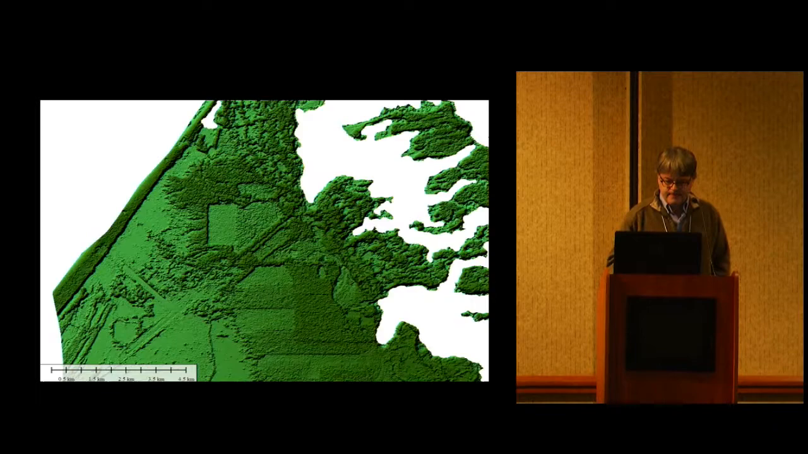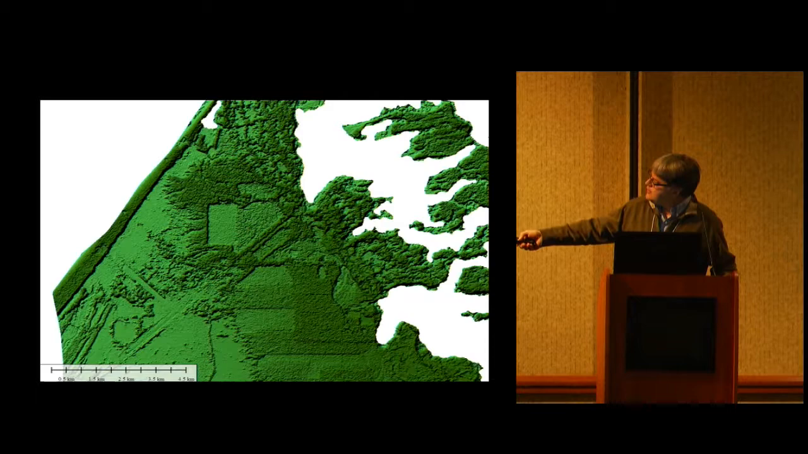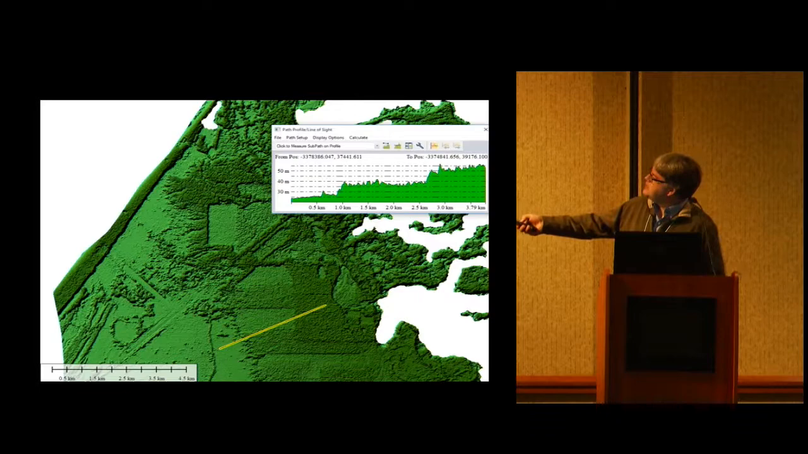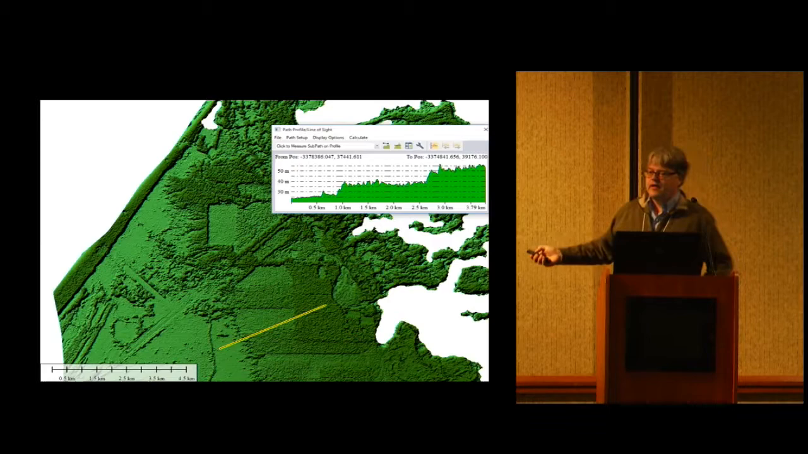Here's another one. This is Southeast Alaska. The darker colors are higher elevation. What you're looking at are stands of trees next to the ocean here. We can go in and draw a profile across here. And what you see in the profile is that these trees were cut at different times and then replanted, and they started to grow back. So it's a fairly flat place.